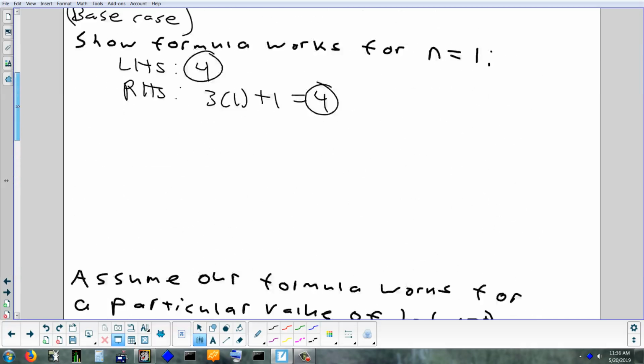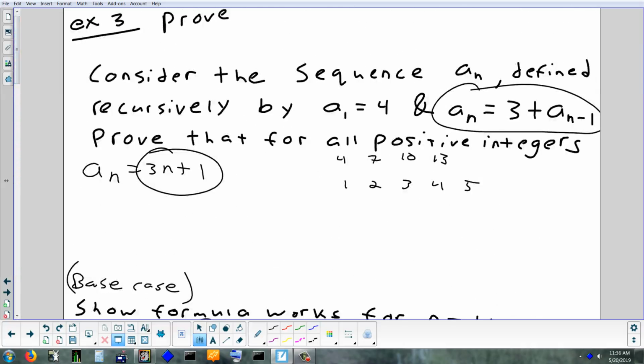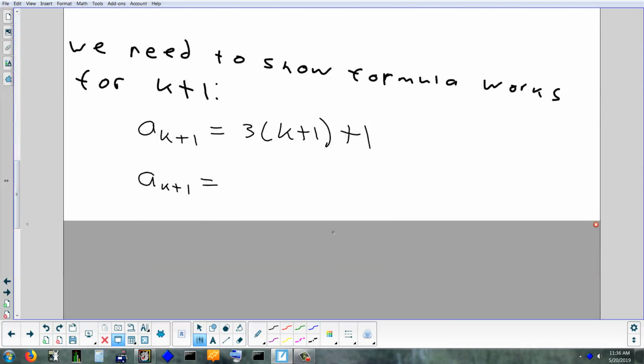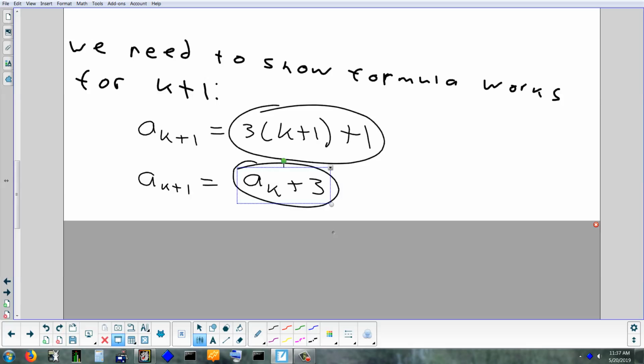A sub k plus 1 equals 3 plus the term before. So what's the term before k plus 1? K, right. So technically, this should be this. To get the k plus 1 term, you should be able to back up, take the term before it, and add 3. Now doing that here, and doing this here, should come out the same. That's the goal.